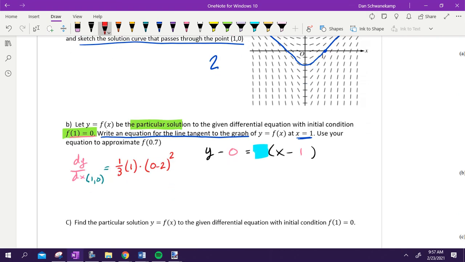Show me with your fingers. You can't show me with your fingers. Just kidding. -2 squared is going to get me 4. 4 times 1 times 1/3. My answer is 4/3. That's my slope.